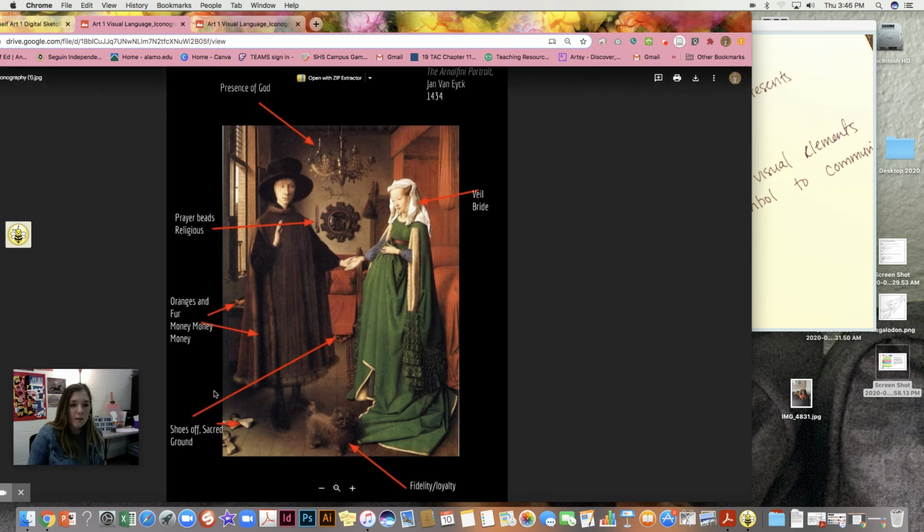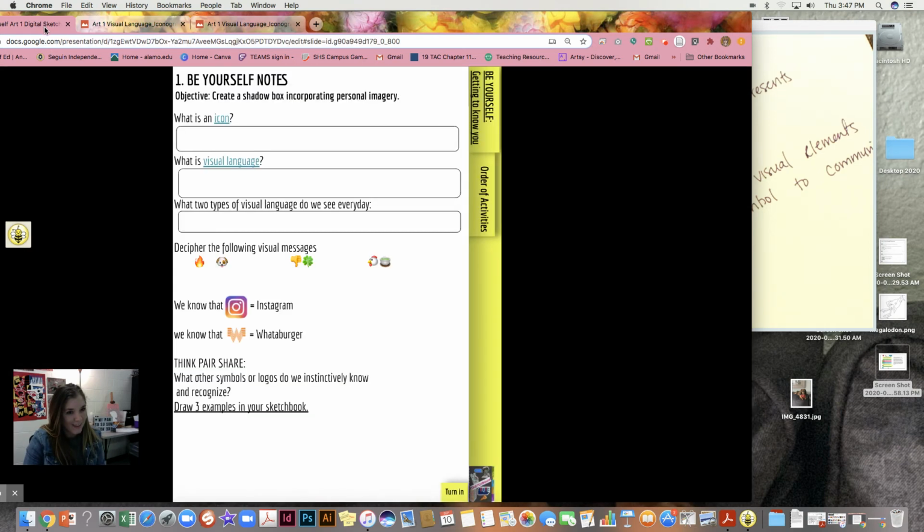So we put all of these symbols together and we can recognize that this is a wedding portrait of this couple. We know that this is sacred ground, so this is their wedding. We know that they're a wealthy couple. One, they were able to pay for this painting, which is expensive. We also see that they're a religious couple because they have prayer beads and this candle that represents the presence of God. So artists have been doing this for centuries, and it's really cool to be able to unpack these images. I don't expect you to do anything like this, okay?